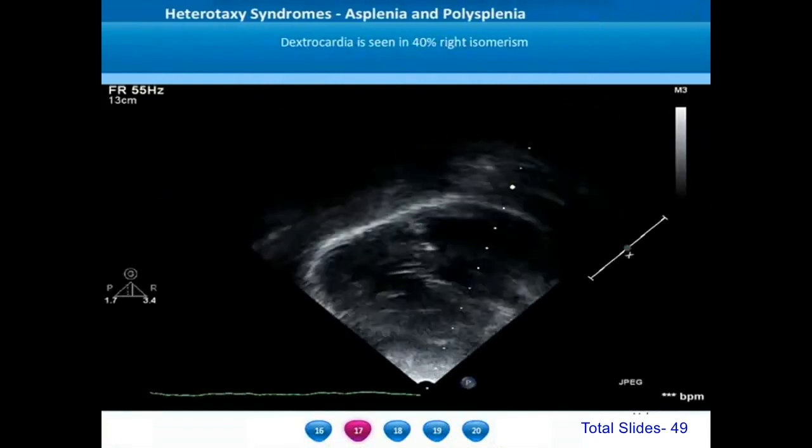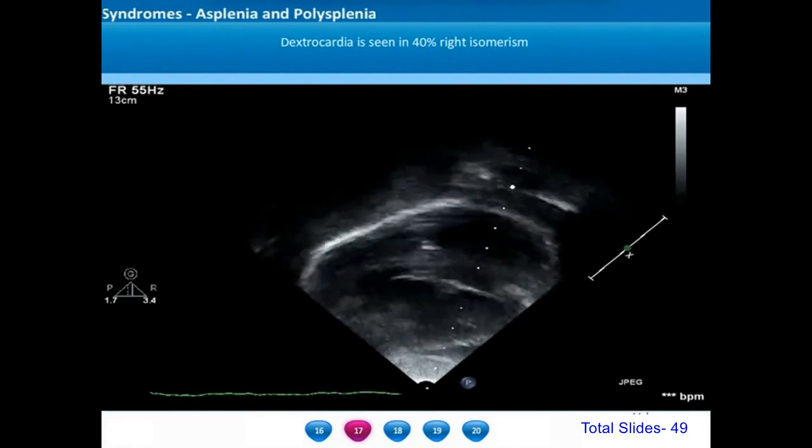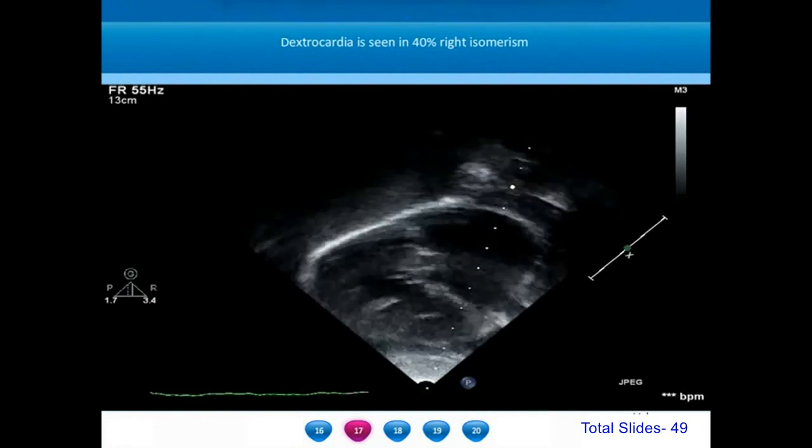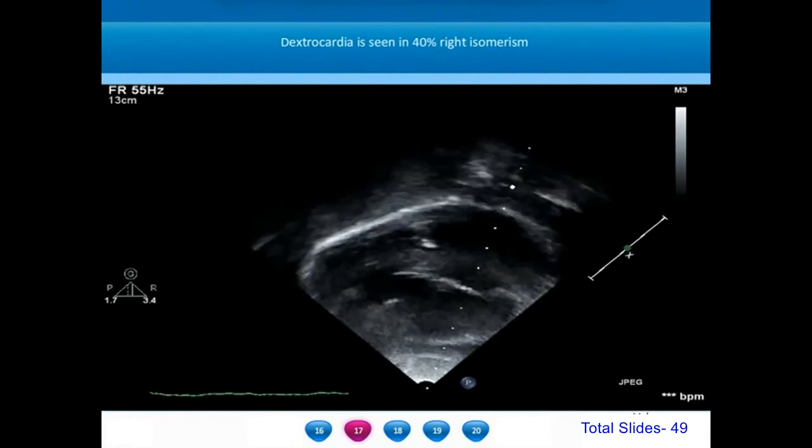Dextrocardia can be seen in about 40% of patients with right and left isomerism. In this subxiphoid view, we can appreciate that the cardiac apex is pointing towards the right side.